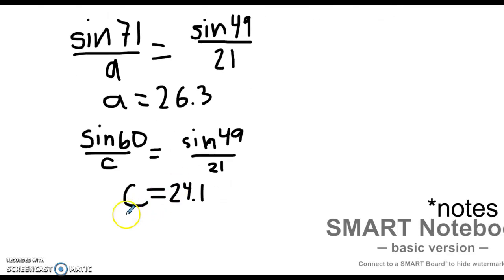How we find C is we take the sine of 60 over C equals sine of 49 over 21, using that same ratio. C is equal to 21 times the sine of 60, find an answer, divide it by sine of 49, round it to the nearest tenth, you get 24.1.